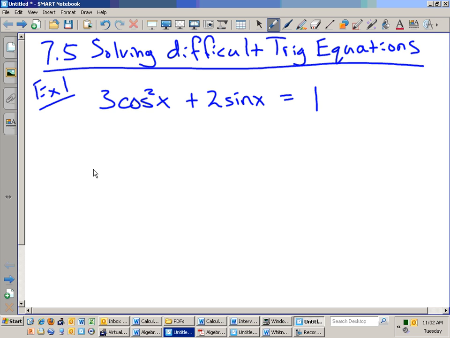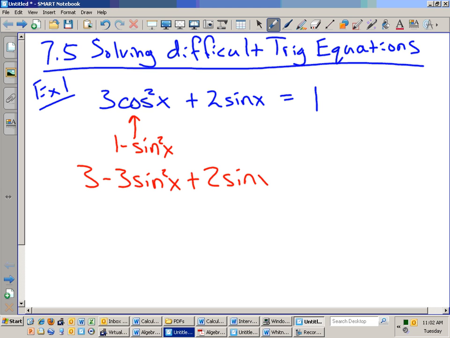So in this situation, I'm going to do a little trick here. I'm going to take this cosine squared, and I'm going to substitute 1 minus sine squared. That way, I'll just have sine in the very end. So I will have to do 3 times all that. So I'll have 3 minus 3 sine squared of x plus 2 sine of x is equal to 1.